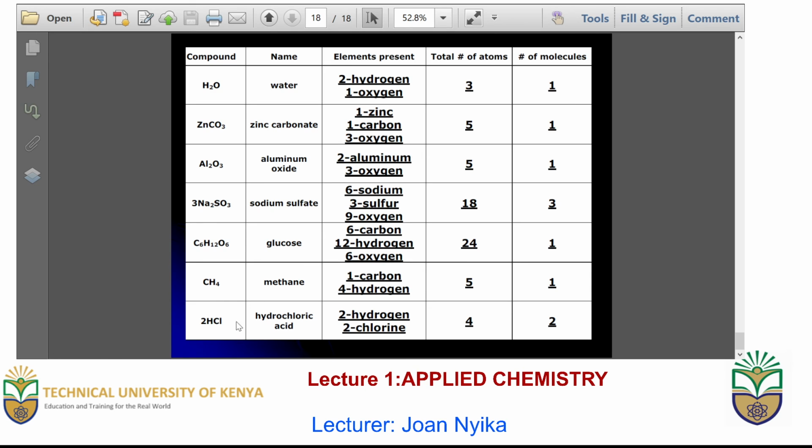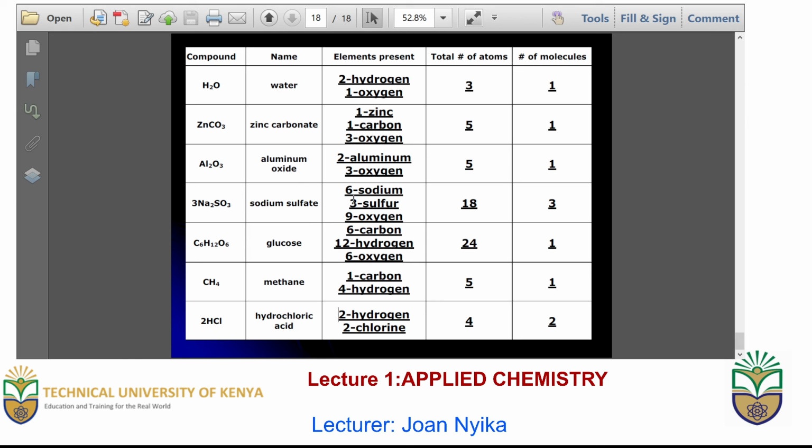Look at this example of 2 molecules of hydrochloric acid. There are 2 hydrogen atoms and 2 chlorine atoms. Total is 4. Look at all these compounds. They also show you the number of molecules. If a compound does not have a coefficient, the number of molecules is 1, for example the case of water, zinc carbonate, aluminium oxide. But when you look at the case of hydrochloric acid and sodium sulfate, they have a coefficient, meaning these are 3 molecules and these are 2 molecules.